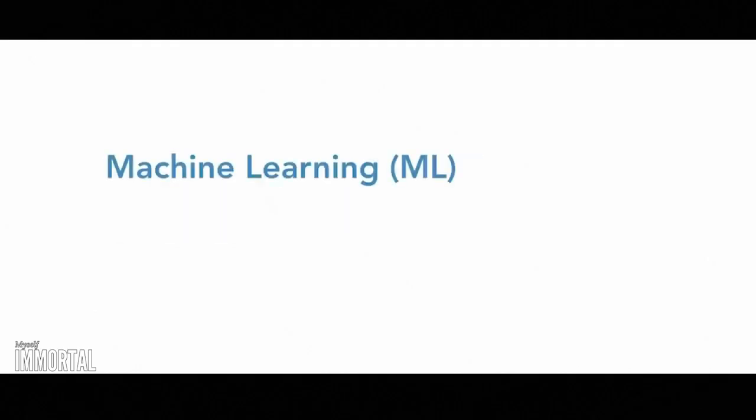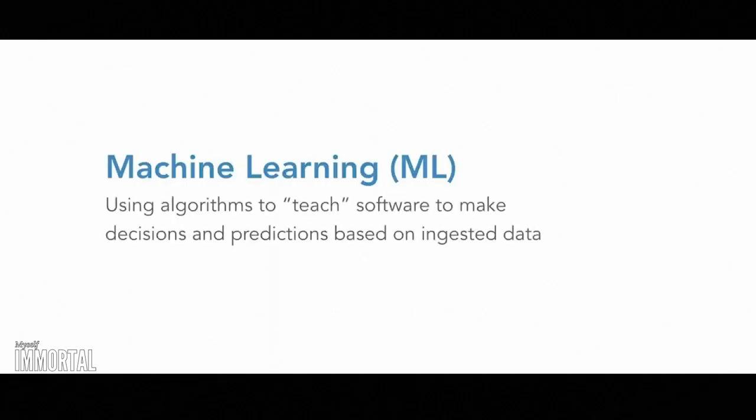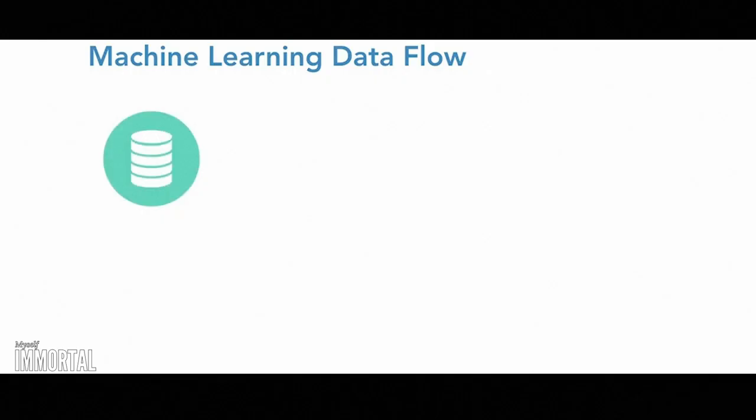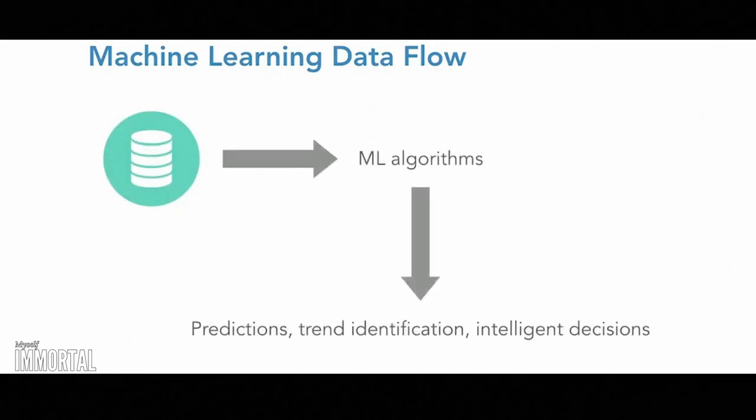Now, if we look at the definition of machine learning, or ML, it's a bit more specific. Essentially, we use algorithms to teach software models to make decisions and predictions based on ingested data. Now, that means that the ingested data has to be accurate and trustworthy. It has to be reliable. The machine learning data flow begins with the ingestion of data.